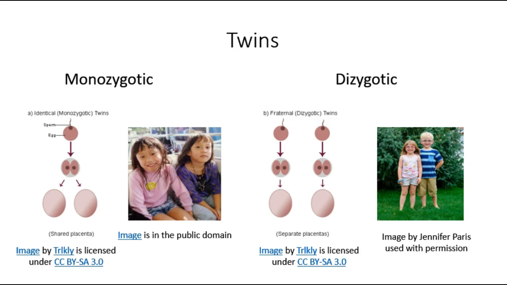Now, on the other hand, if you have multiple embryos, so different eggs and different sperm combined, but during the same pregnancy, that's considered dizygotic. We also call that fraternal. And so you can see those are two unique human beings that are no more genetically similar than any two siblings born at different times. And you can see an image there of girl-boy dizygotic or fraternal twins.